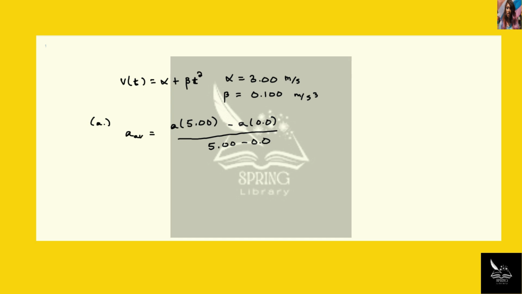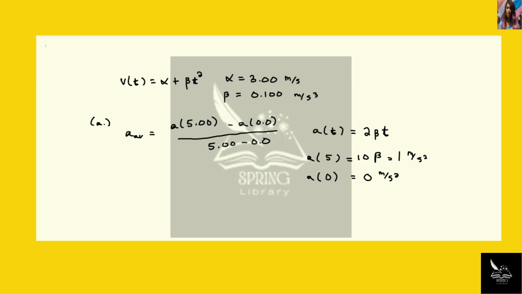To figure out what these values are, we need to differentiate the velocity with respect to time to get the acceleration with respect to time. The alpha goes away, and we get 2 beta times time. Now we can figure out what the values are. A of 5 is equal to 10 beta. Plugging in our value of beta, which is 0.1, we get 1 meter per second squared. A of 0 is equal to 0 meters per second squared.